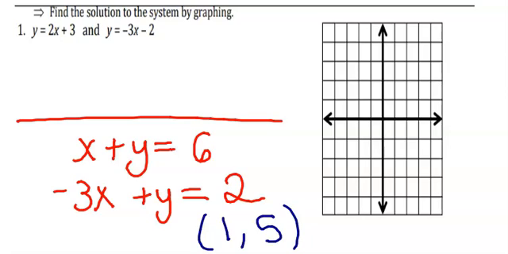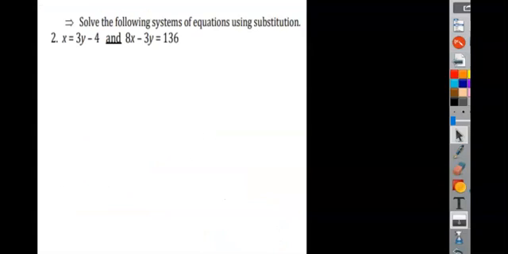All right, welcome back. You should have gotten as a solution (1, 5). So again, if you have any questions, please talk to your teacher the next day. Say Mrs. Robson gave us an extra example, and we would be happy to help you out.